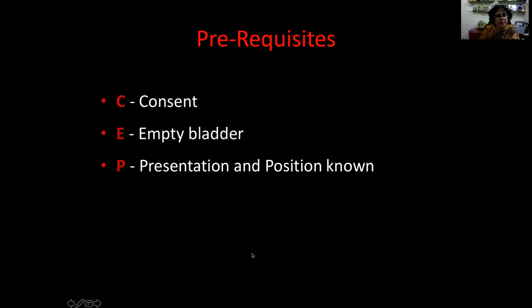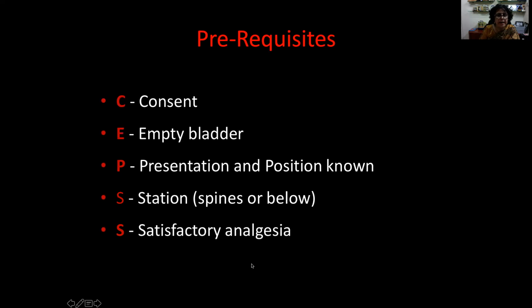Another prerequisite is consent, then the empty bladder, and the presentation and position known. S is station, S is satisfactory analgesia.